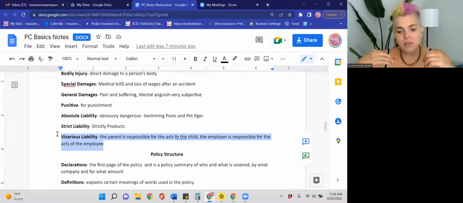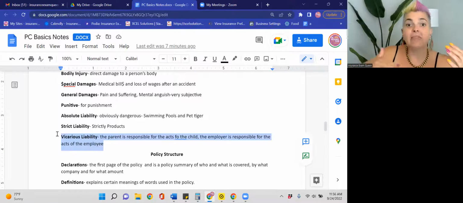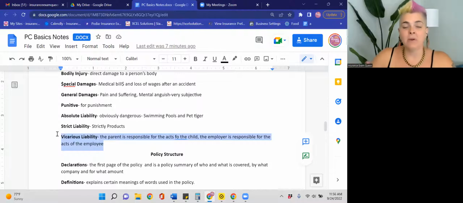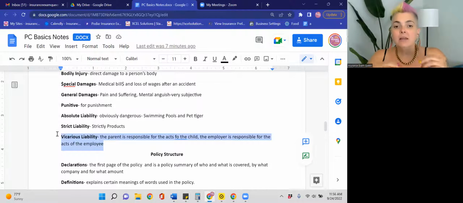So that is where vicarious liability came from: the master is responsible for the acts of the servant. Nowadays, the parent is responsible for the child and the employer is responsible for the employee. So that is how they talk about vicarious liability.